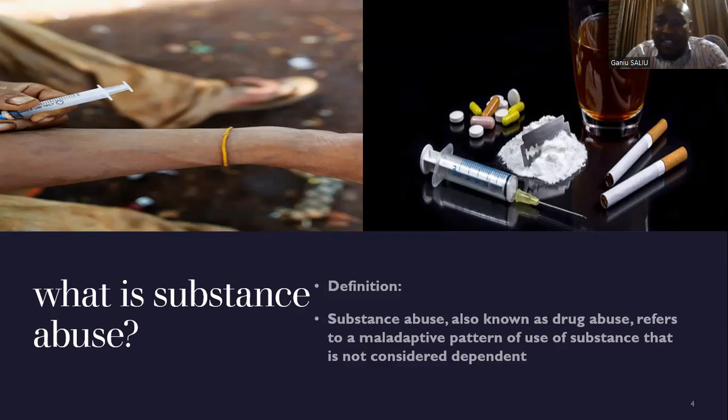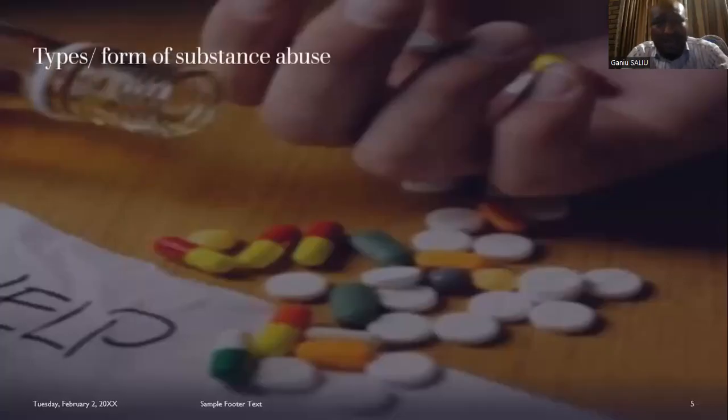Imagine somebody saying that before they can write an exam, they need to take marijuana. That's an abuse. Maladaptive pattern. It's becoming a pattern, something regular. And that's what substance abuse is all about. Now, let's take a look at the types or forms of substance abuse.